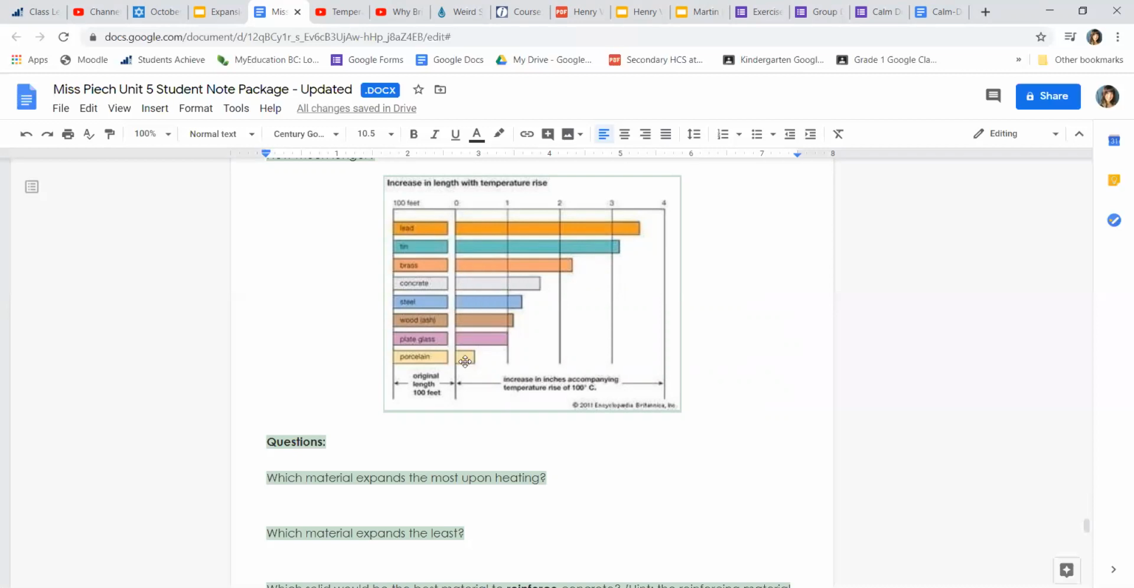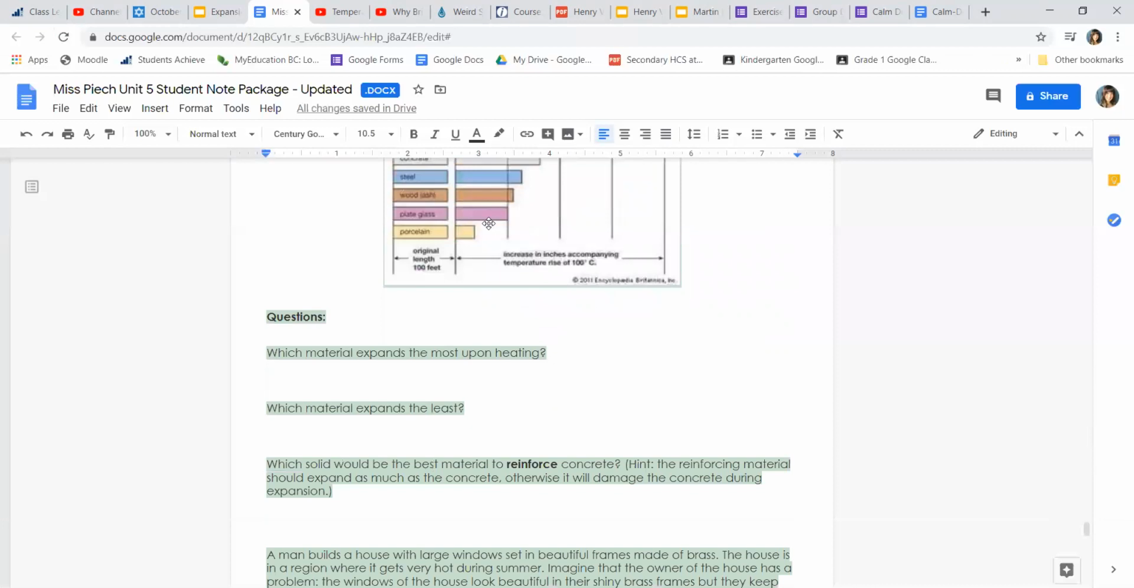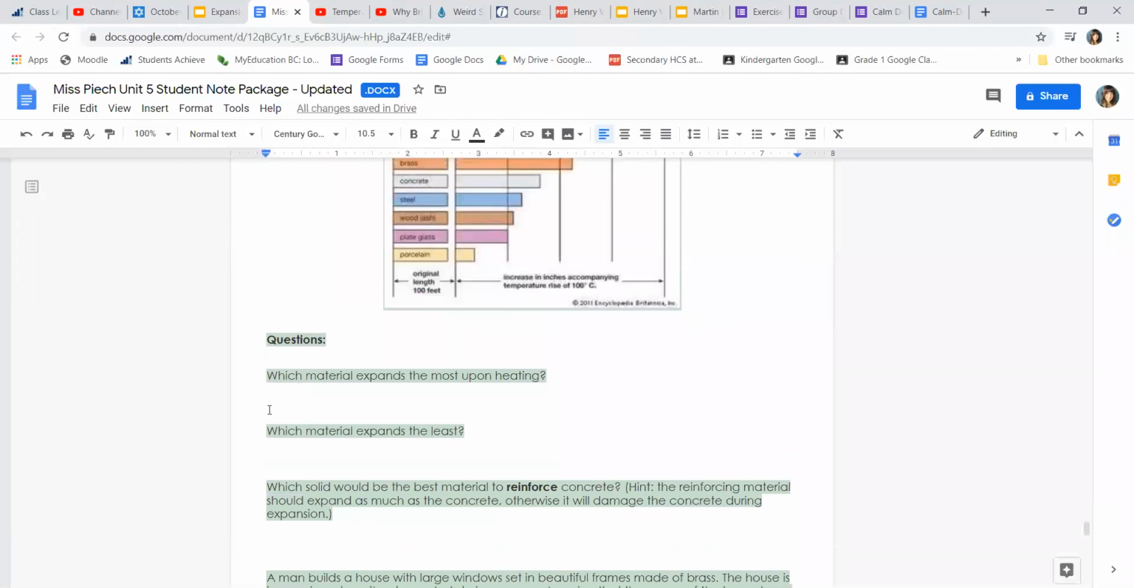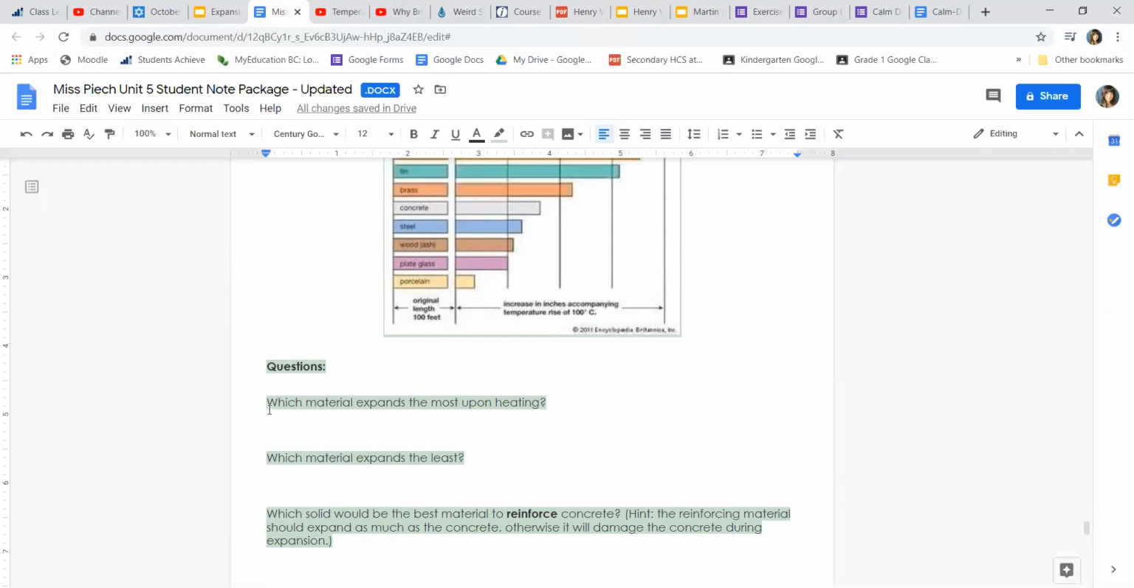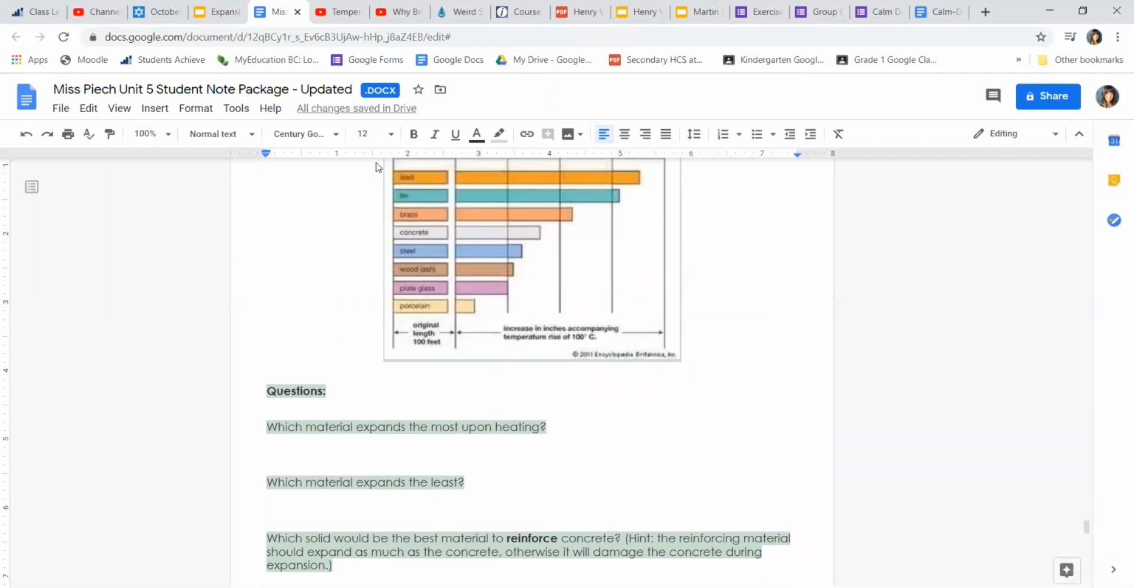So as you can see, porcelain does not have much of an expansion rate there. Lead has a lot. Now let's take a look at the questions that we have here. It says, which material expands the most upon heating? Well, if you're looking here, you see that it's definitely going to be lead. That is the one that expands the most upon heating. And then, which material expands the least? Well, that's definitely going to be porcelain.